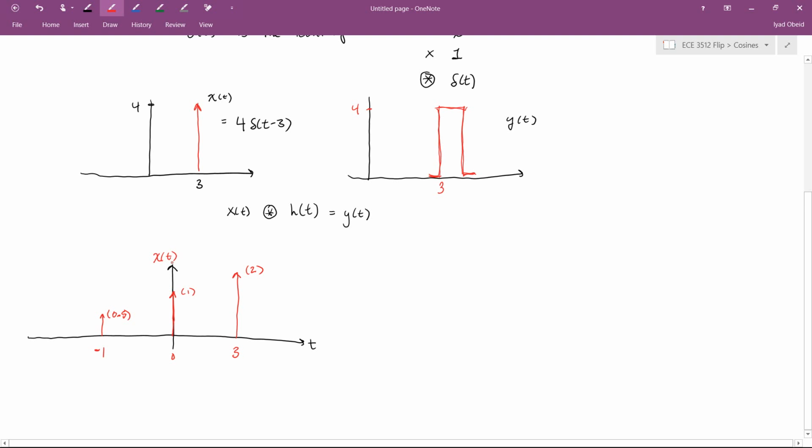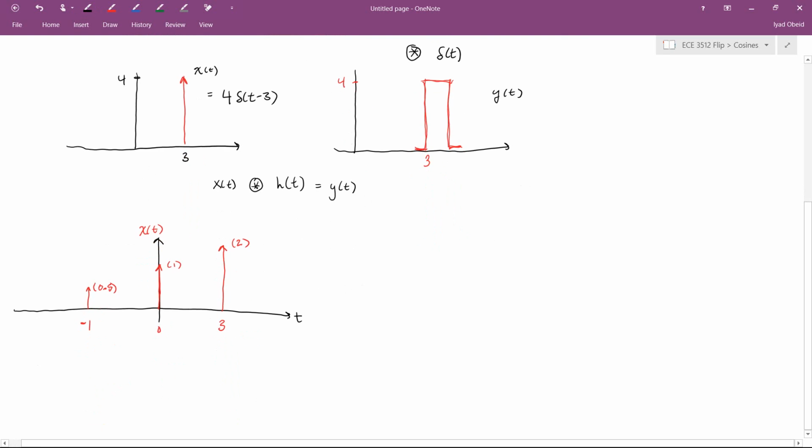I want to convolve it with the same h of t as before. What's my output? Well, because these systems are linear and time invariant, the system's response to this impulse should be my original h of t, but shifted to the left by 1 unit and made half as big. So this will be -1, and instead of having a height of 1, this one will have a height of 1/2.